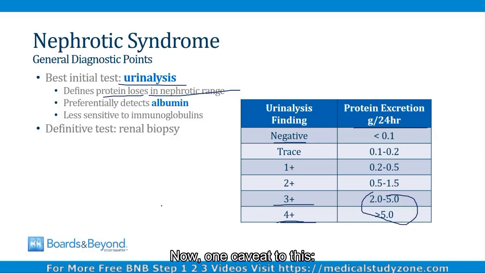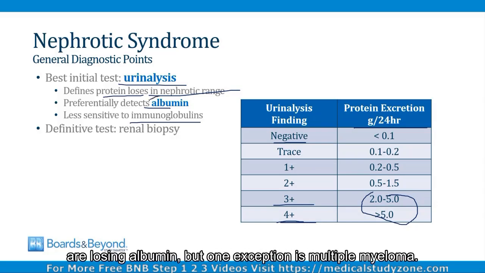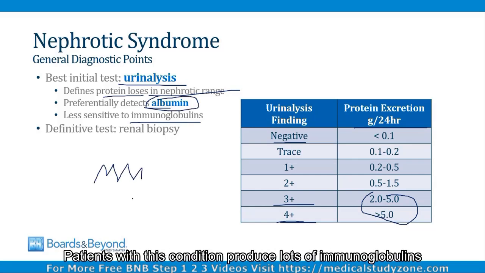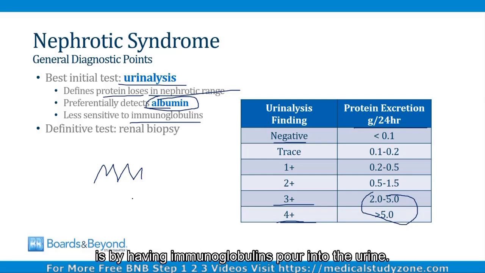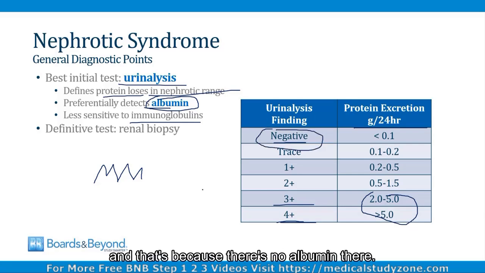Now, one caveat to this, the urinalysis preferentially detects albumin, and urinalysis is notorious for being insensitive to immunoglobulins. Normally this doesn't matter because most patients with nephrotic syndrome are losing albumin, but one exception is multiple myeloma. Patients with this condition produce lots of immunoglobulins, and the way they lose protein in the urine is by having immunoglobulins pour into the urine. So it's rare, but multiple myeloma can present with the nephrotic syndrome, and when it does, the urinalysis will be negative, and that's because there's no albumin there, it's all immunoglobulins.